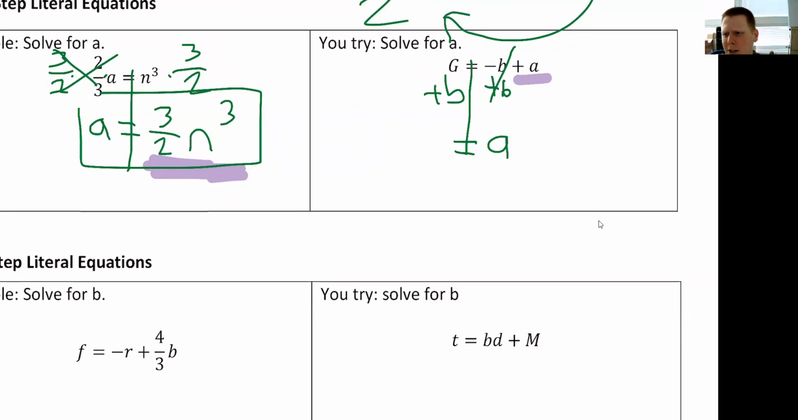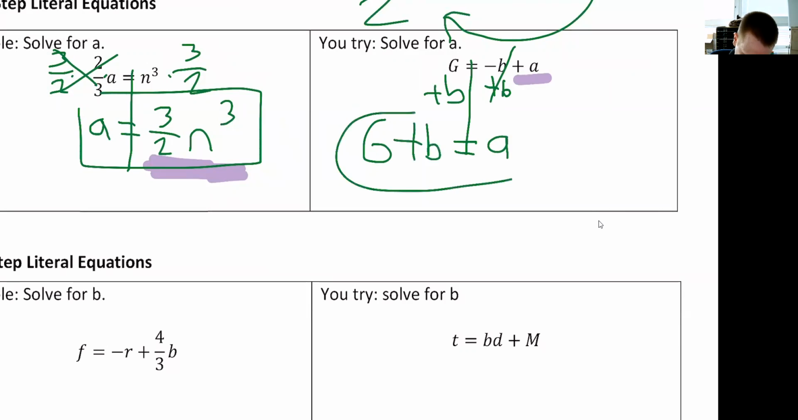So on this left-hand side, you might be asking, what the heck is g plus b going to be? Well, there's really not much you can do with it. They're different variables. We don't know what they are. So you're just going to write what you have. You have capital G plus lowercase b. And that's your answer. You can't really do anything else with it.